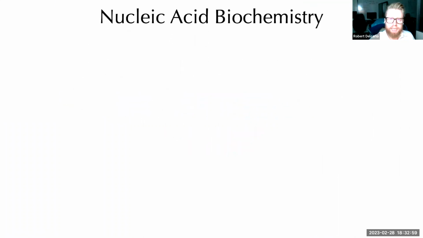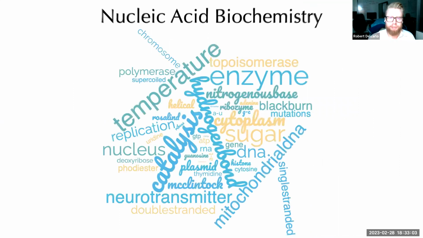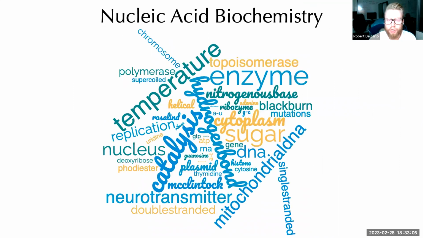What I did is I took the chapters in your book about nucleic acid biochemistry and I created a word cloud out of them. And so the biggest words were the ones that came up the most frequently. So we've got big words like temperature and hydrogen bond. And we know from previous lectures that hydrogen bonds are susceptible to temperature. They form at lower temperatures and they break apart at higher temperatures. That's important for nucleic acid biochemistry.